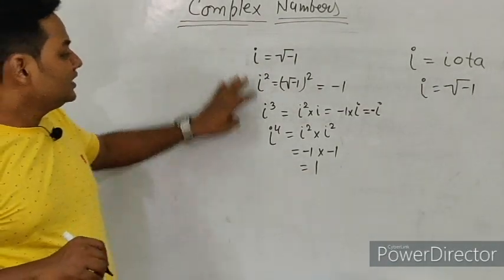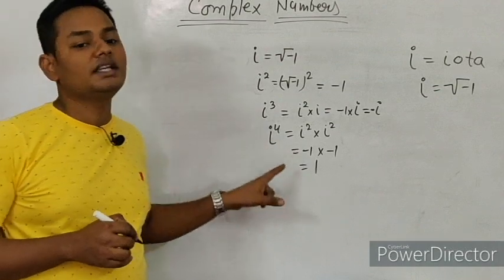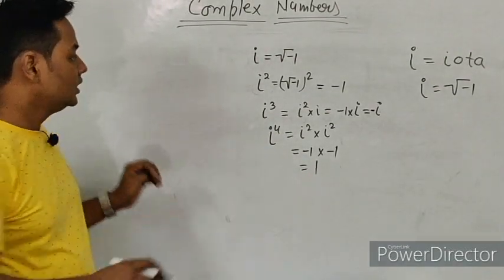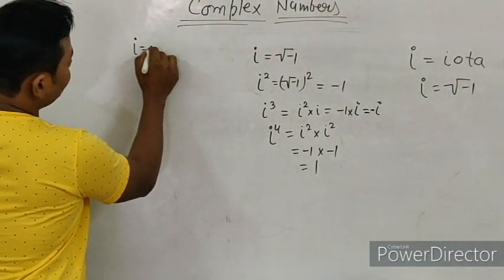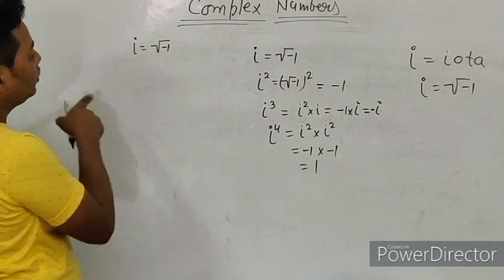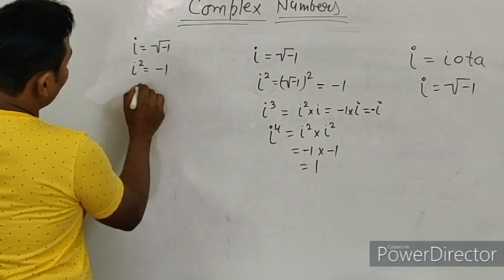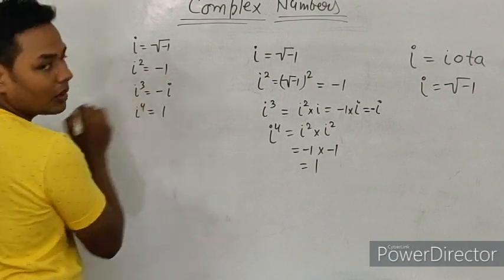Okay. Why are we learning the powers of iota? Because we will use these values to solve complex number problems. Any problem? So what is the result? Iota is equal to root minus 1. Iota square is minus 1. Iota cube is minus iota. Iota to the power 4 is equal to 1.